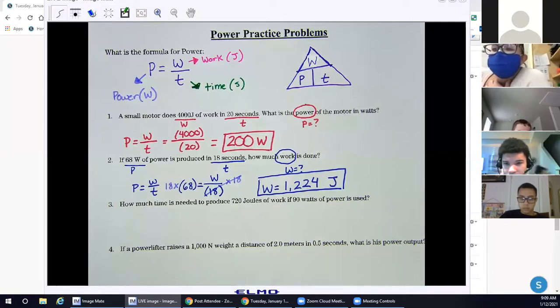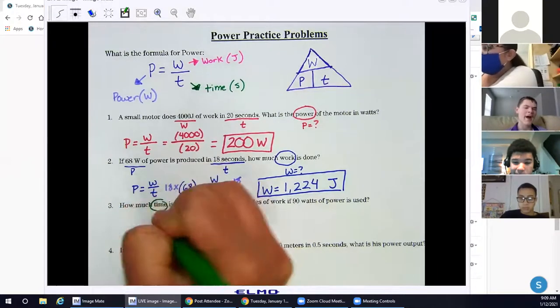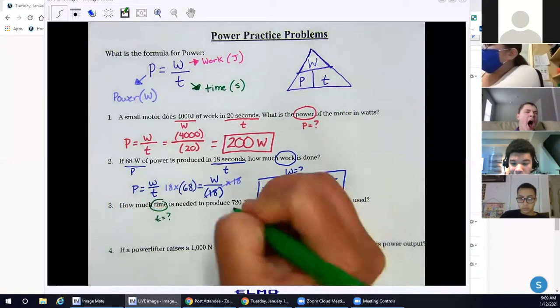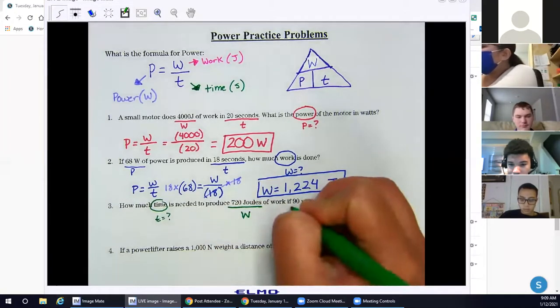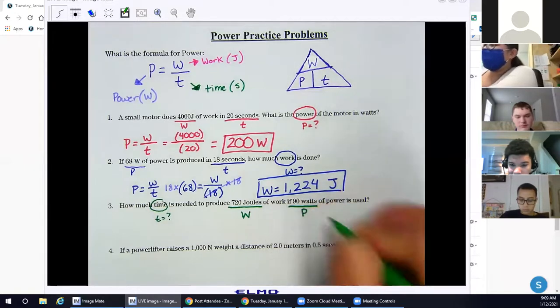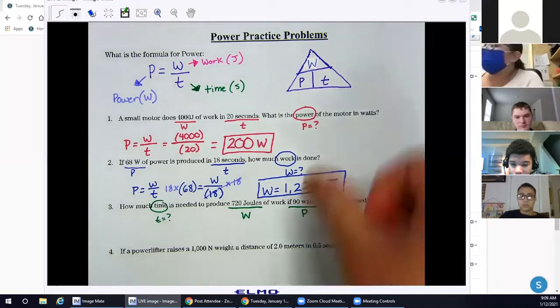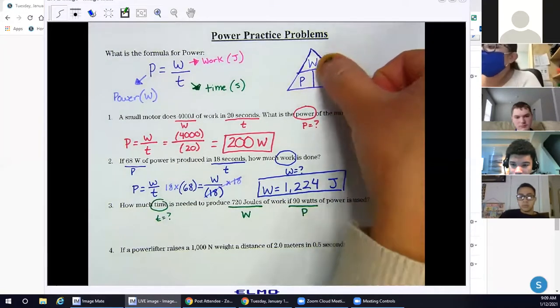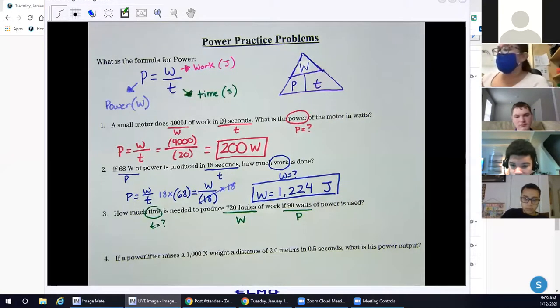Again, pretty simple. Could you do that the same way if you had work and you didn't have time? That's actually the next problem. Oh, okay. Ready? Look at you jumping ahead. Okay, so now, like Cameron asked, we're looking for time. How much time is needed to produce 720 joules? So that's my work with 90 watts of power. So that's my P. I'm looking for time. So no, in this case, you wouldn't multiply. If you're looking for time, it's just work over power. So work divided by power. So you can just solve it like that. But I'm going to solve it using the formula.